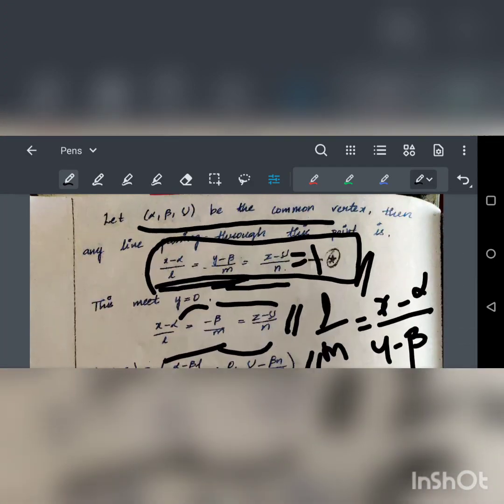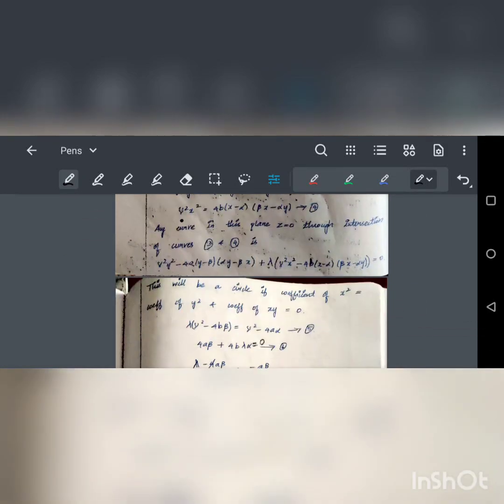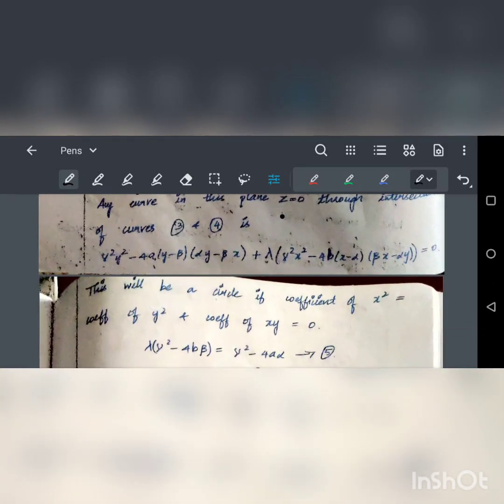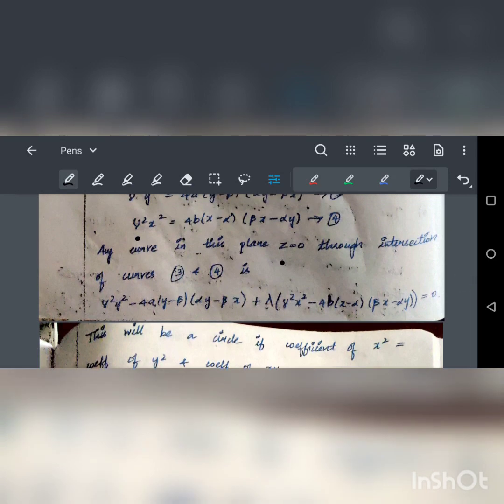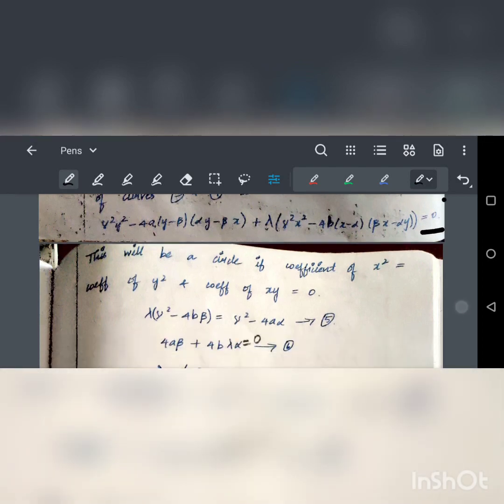And again go back to the question. The plane z equal to 0 meets them in two conics that intersect in four concyclic points. So the intersection of two curves is given by first curve plus lambda times second curve equal to 0. This will lie on the conic, that is, the intersection of these two will lie on the concyclic, in the sense that this will be a circle.